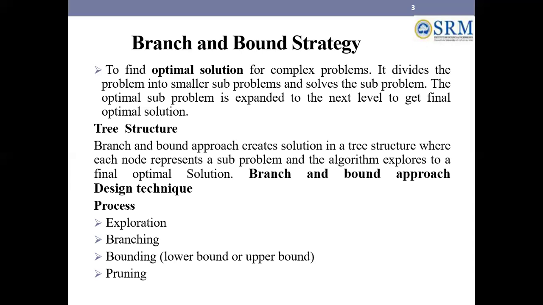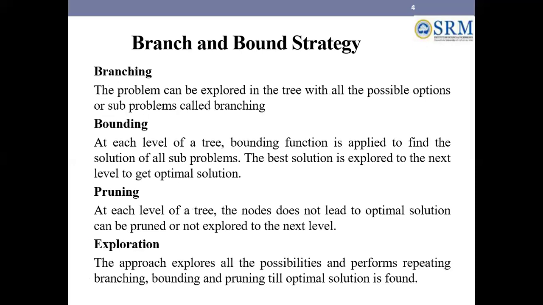There are four important operations performed in branch and bound strategy. First one, exploration. Second one, branching, bounding, pruning. So we will see one by one. What is branching? The problem can be explored in the tree with all possible options or subproblems called branching. So we are taking the root as an initial solution. So for the next level, we are taking all possible combinations or we are taking all subproblems. We are solving all subproblems at a particular level. This is called branching.